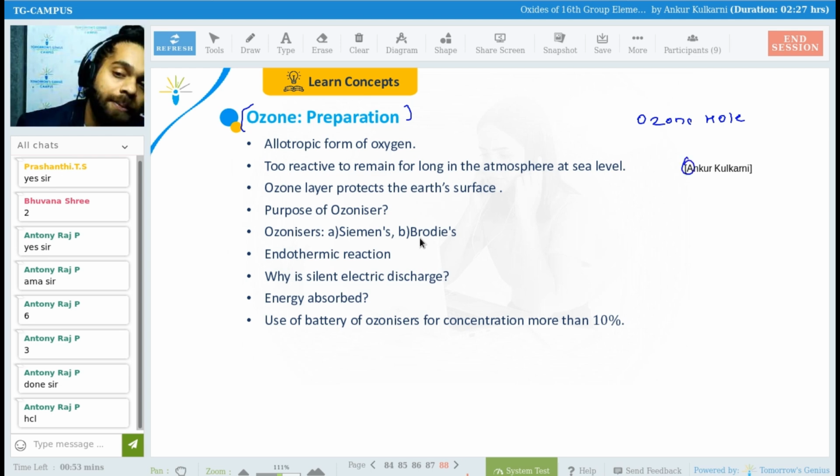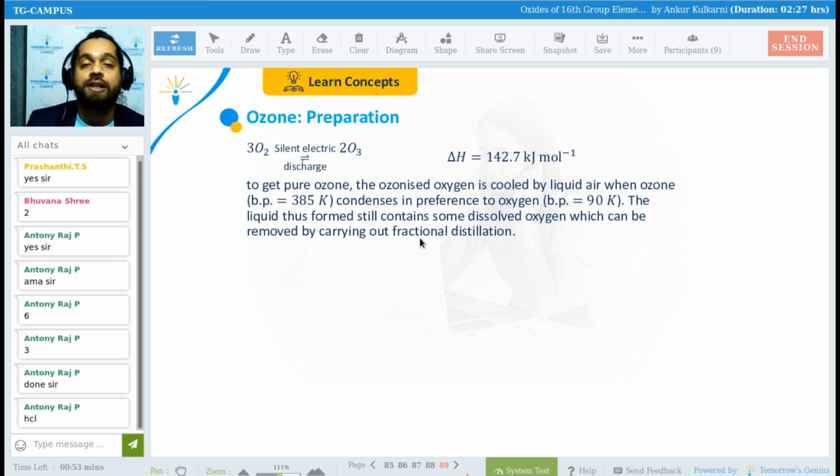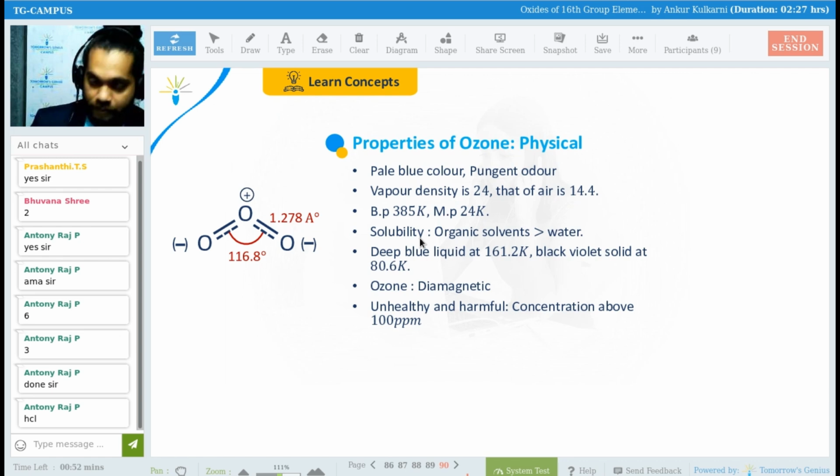Is it clear? Ozone is nothing but O3. So how do we prepare ozone? One way to prepare pure ozone is from oxygen. If I react oxygen with oxygen, I get ozone. The electric discharge means we are using h nu. We are giving the electric discharge, and O2 is getting converted into O3. Is it clear, everyone? Chalo, let us go ahead.